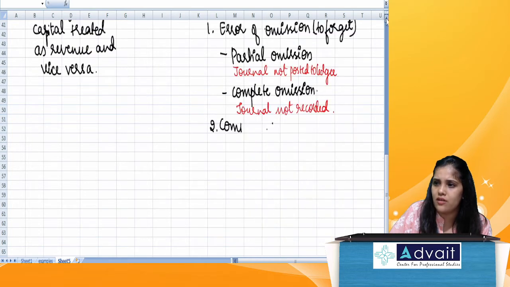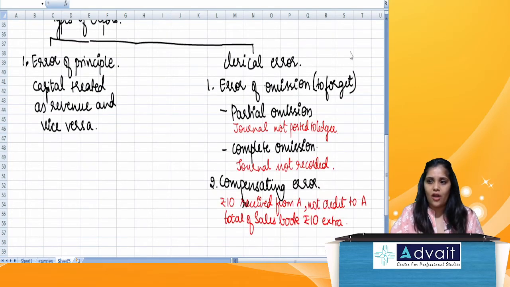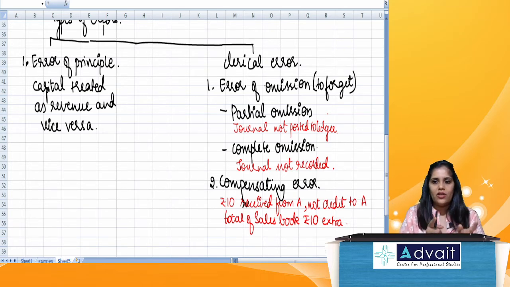So let's understand till here now. What are we understanding? We are understanding the types of errors that we can make. What are the types of errors? First error is error of principle, meaning you treat a capital item as a revenue item or a revenue item as a capital item. The second type of error is clerical error.